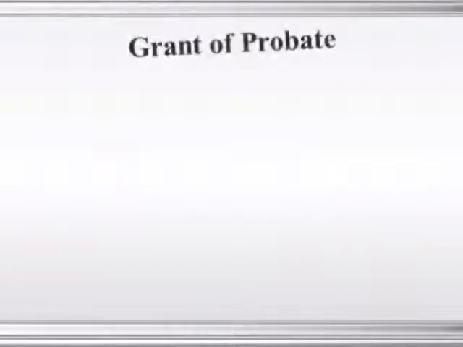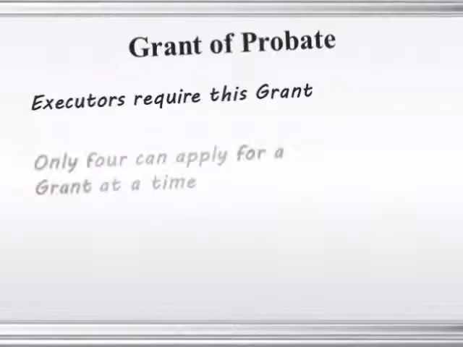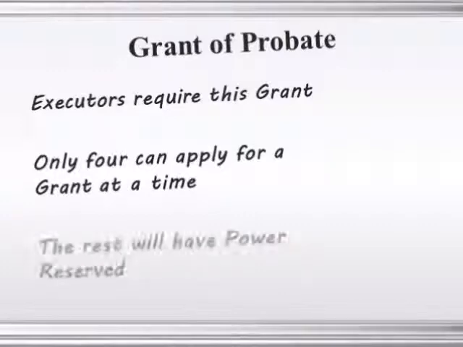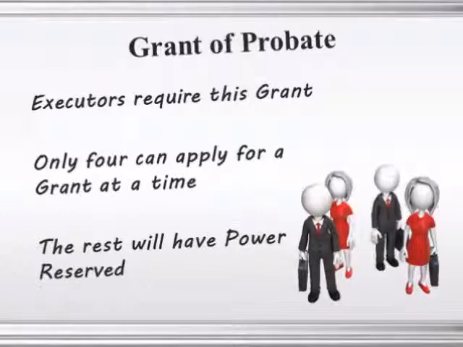An executor derives his or her power from the will itself. The grant of probate provides proof of the will's validity and in turn proof of the executor's power to act. A testator can choose to have as many executors as he or she wants, but only 4 can apply for a grant of probate at any one time. Those who are not granted probate have power in reserve, which means they can apply for a grant at a later date in the event that an acting executor is removed or steps down.